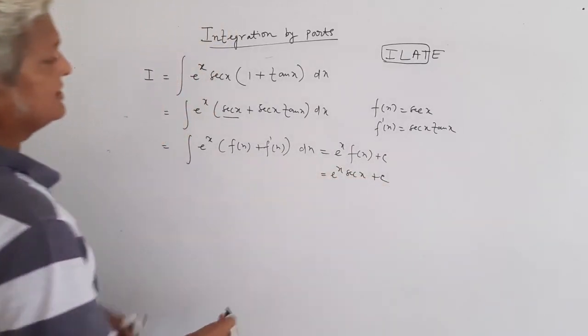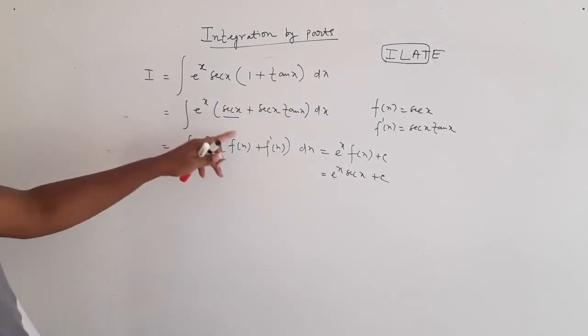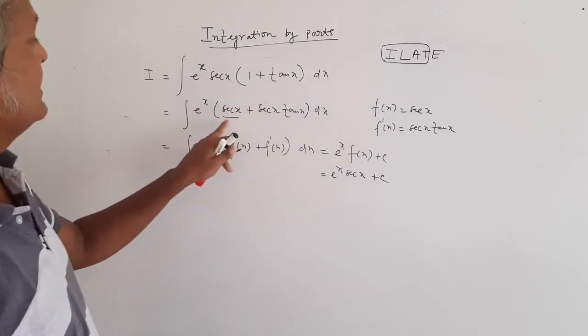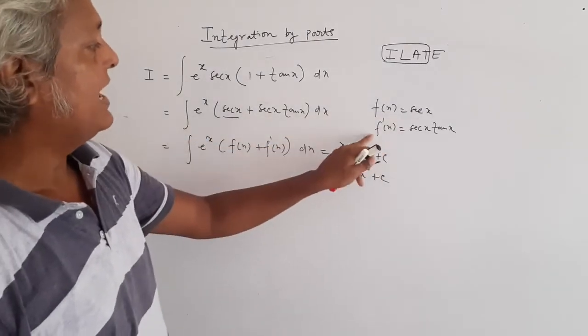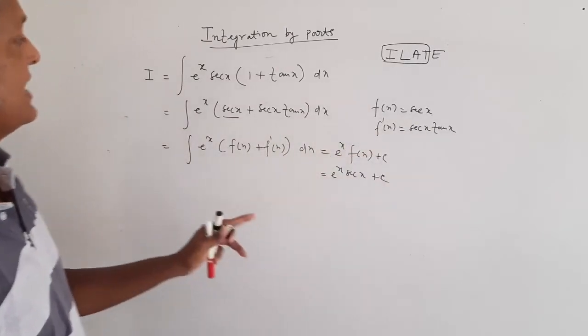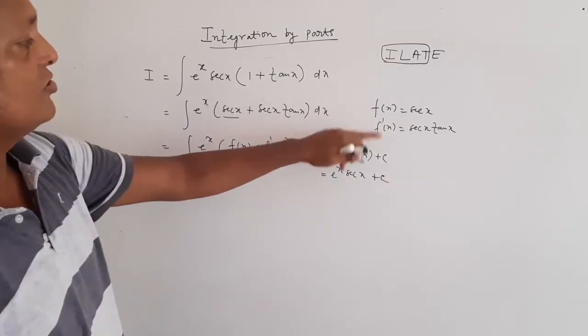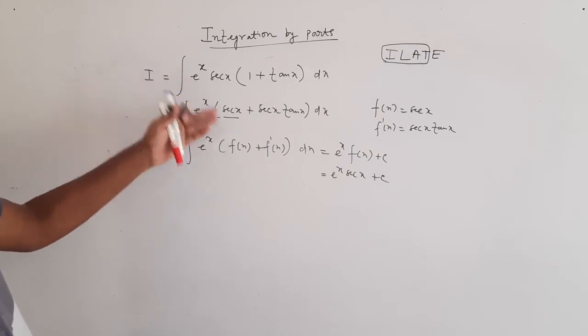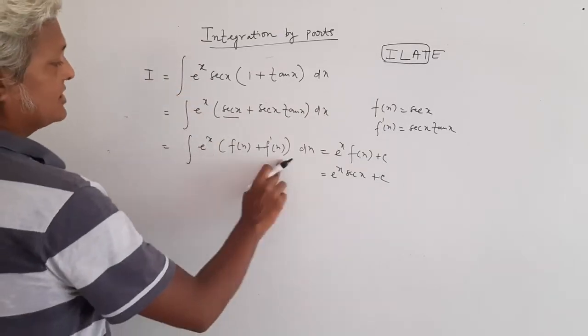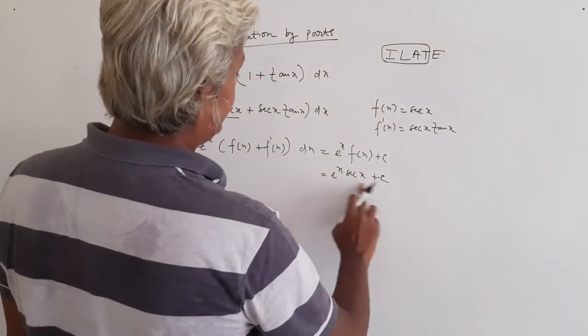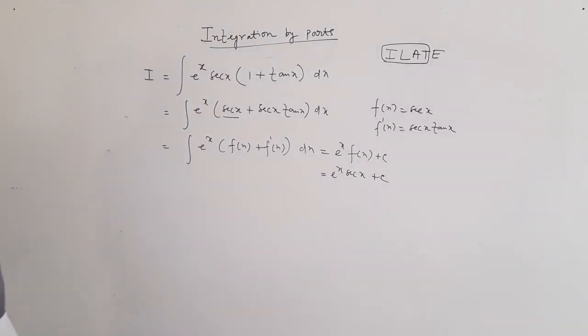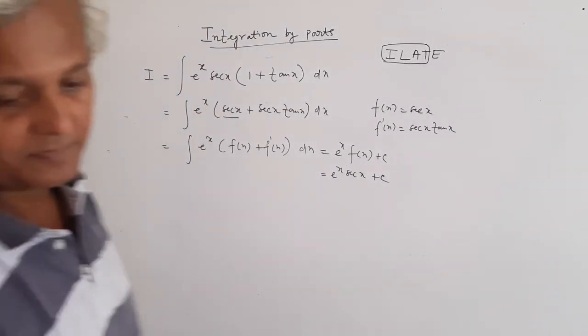This is the answer, but you have to show that you have taken f(x) as sec x and f'(x) as sec x tan x, and the differentiation should also be established. Then you get into the form, and you can say that using this property our answer will be e to the power x sec x. Now let me take another example.